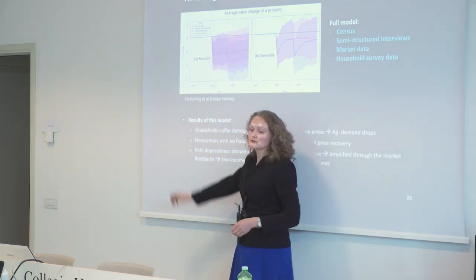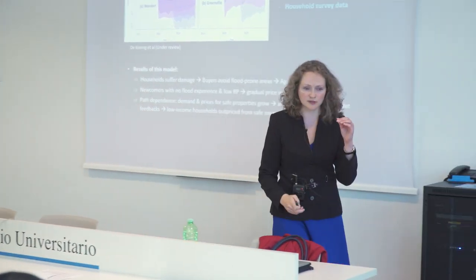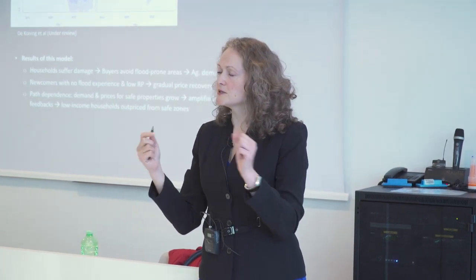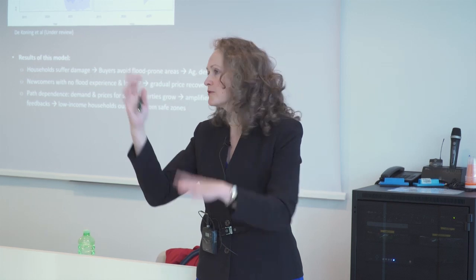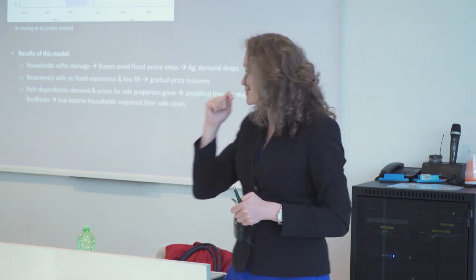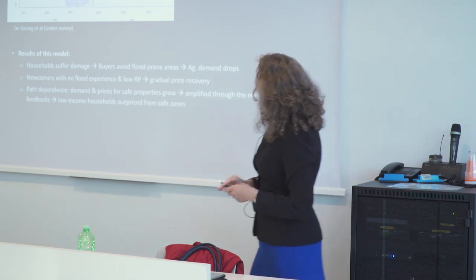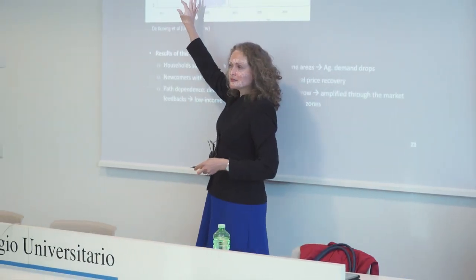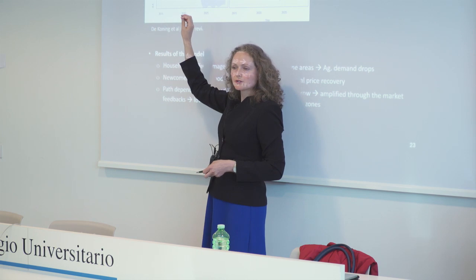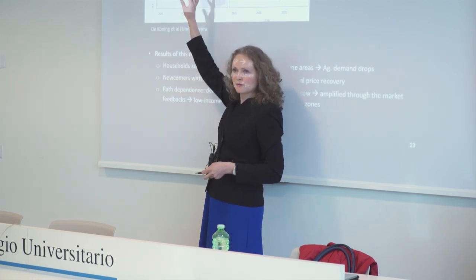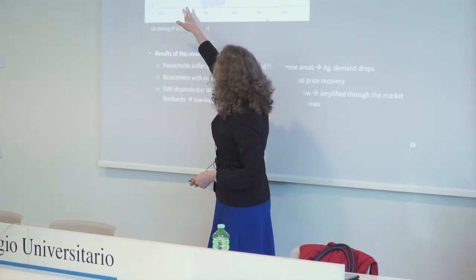The thick lines represent the average across multiple runs, and the uncertainty intervals are so huge because it was a Monte Carlo run, so everything we didn't know we randomized, to see whether we still can find any statistical difference between the average curves, right? What we do see here is the prices and how prices change. Here they drop in the flood zone after a flood event.